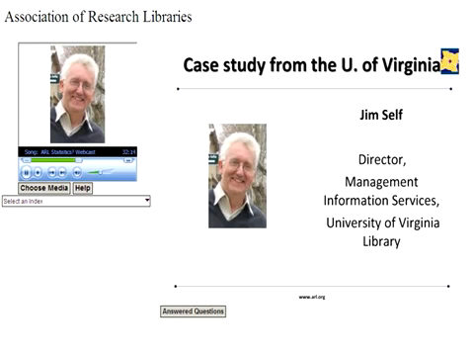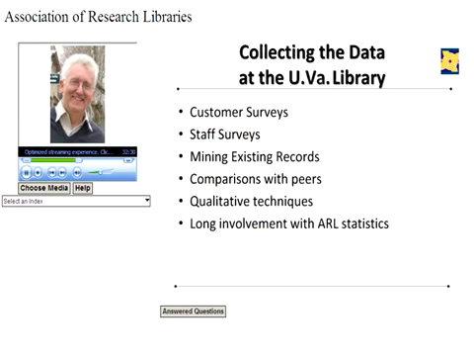We have a long history of using statistics at the University of Virginia. We have been involved with ARL since the beginning of ARL. But like the University of Washington, we also collect a lot of our own data. We do customer surveys, we've done staff surveys, and have done a fair amount of mining records that we can find, do comparisons, benchmarks with our peers, or people who we'd like to be our peers, or, as Steve might say, our competitor libraries. We've also done a fair amount with qualitative techniques of getting people to tell us things in their own words. But we've gone back again and again to using the ARL statistics, and we have been doing that a long time.